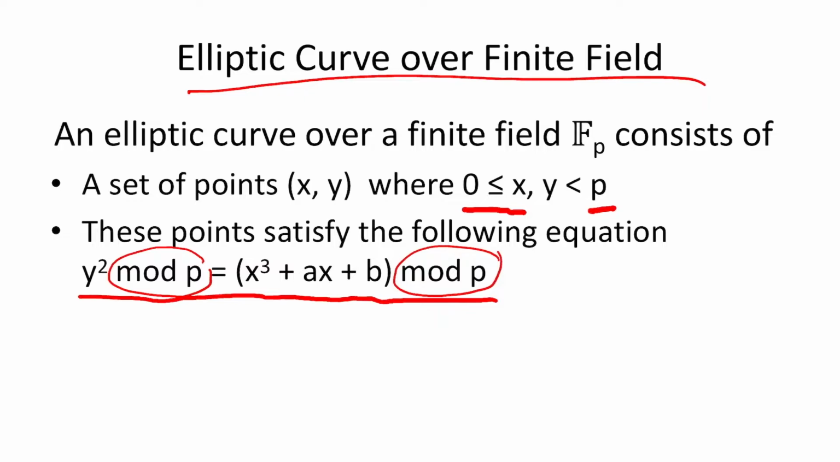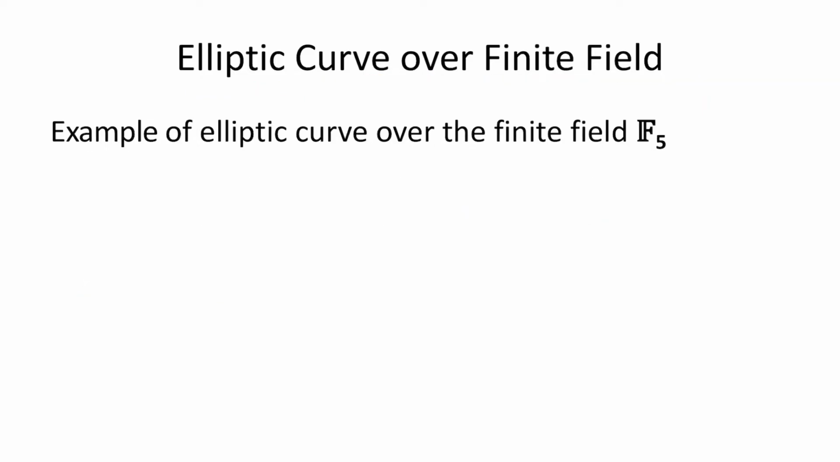Because we're working with finite fields, we want to make sure that all the x and y coordinates we have are less than the prime number. Now all the computations we will do will be on these points in the finite field, and the result of these computations will also be one of the elements in this finite field. Let's take a look at an example to understand this better.